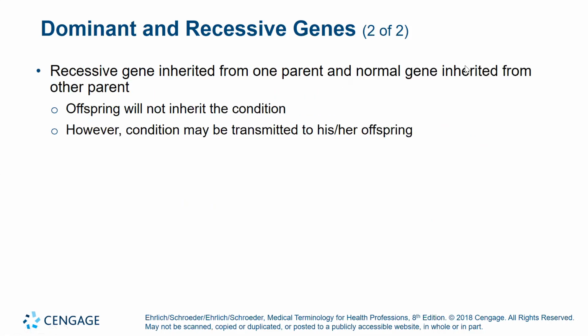We have a recessive gene inherited from one parent and a normal gene inherited from the other parent. The offspring will not inherit the condition. However, the condition may be transmitted to his or her offspring.